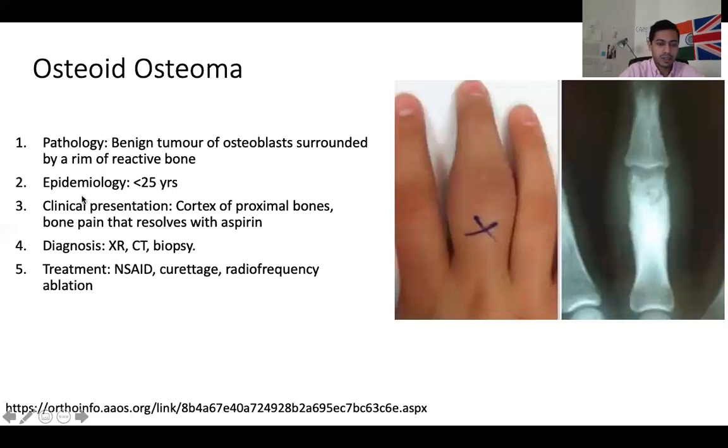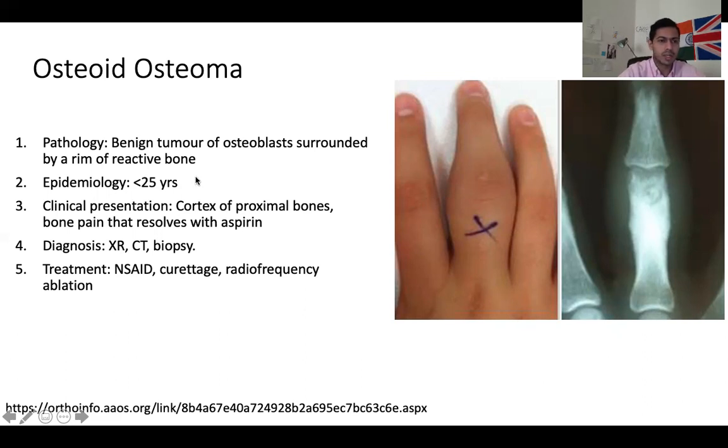Osteoid osteoma. Once again, this is another benign tumor, but this is a benign tumor of the osteoclast, and this is surrounded by a rim of reactive bone. So this is the reactive bone in this X-ray. As we can see, the middle finger here is obviously very swollen, but this is a tumor of the osteoclast, which is causing increased bone production.